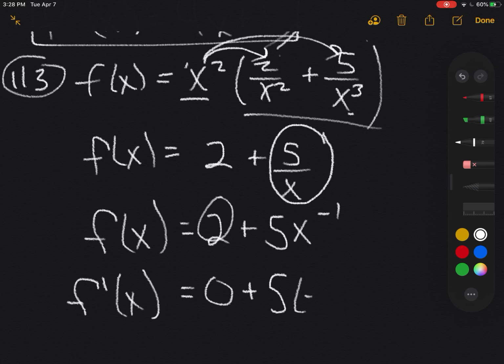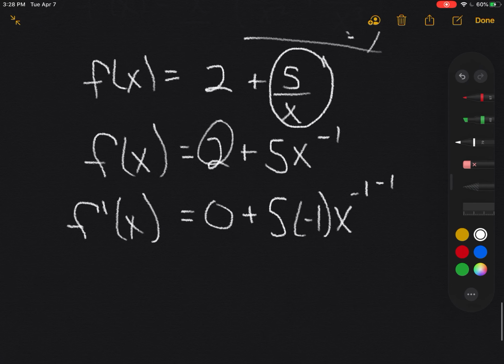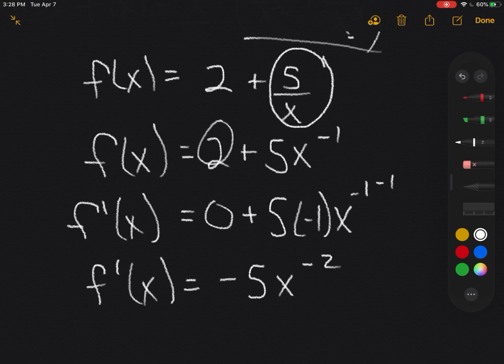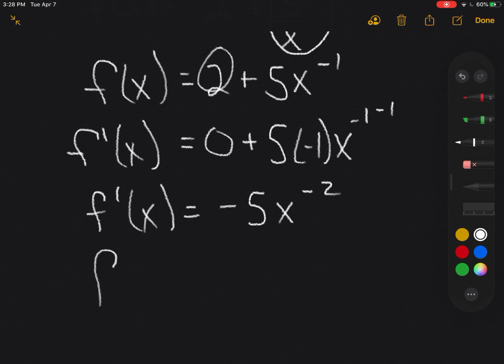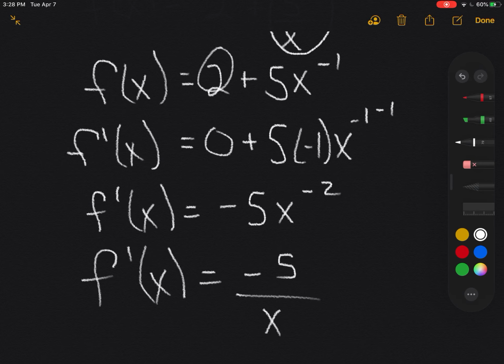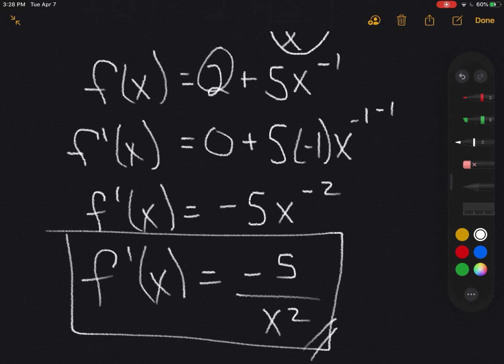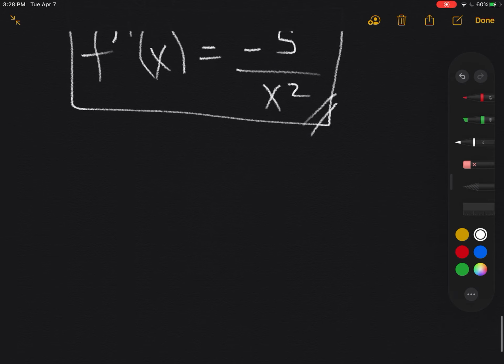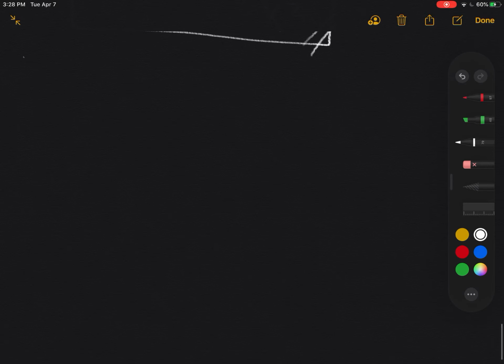And then f prime of x, the derivative of 2 is 0. And then I can use my power rule here. Plus 5 times negative 1 times x to the negative 1 minus 1. And I'll simplify. F prime of x equals negative 5 x to the negative 2. And I'll simplify again and say f prime of x equals negative 5 over x squared. And that's my final answer there.